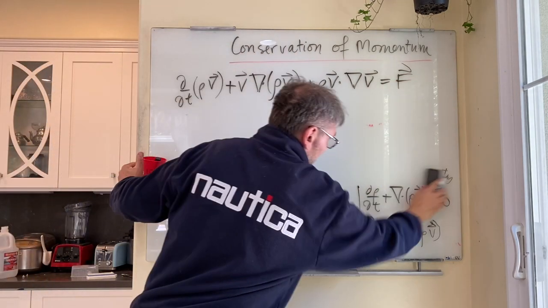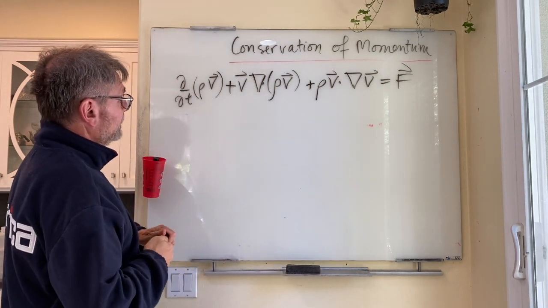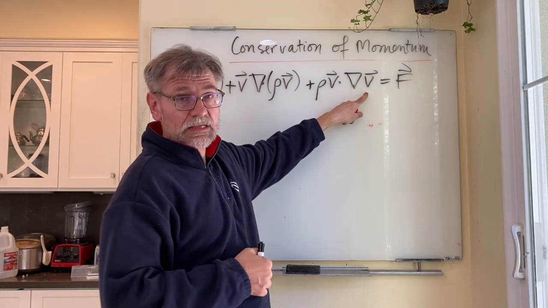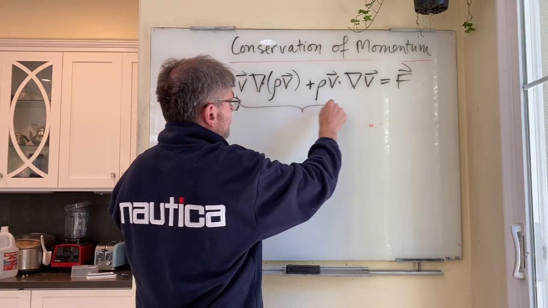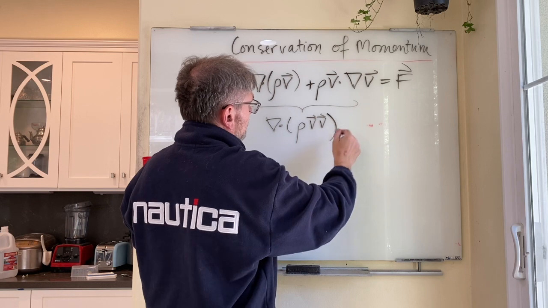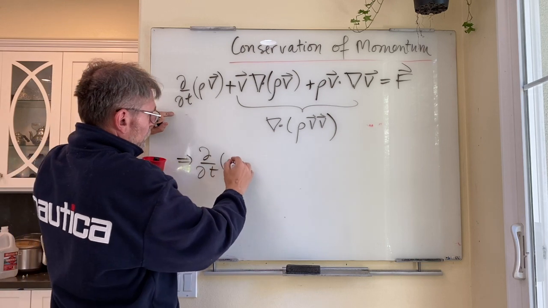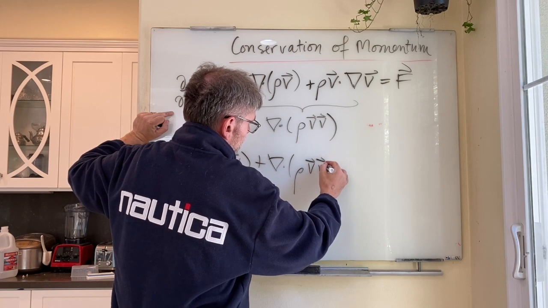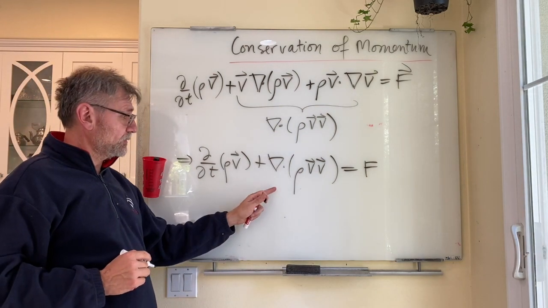All right, so it's looking good. Now we're almost at the right place where we want it. If you look at this bit here, I have v times the derivative of rho v plus rho v times the derivative of v. That's just like the product rule, right? And so these two terms combine into the divergence of rho v v. And so then my equation becomes partial t of rho v plus div dot rho v v is equal to F. And this now is in a proper conservation form.